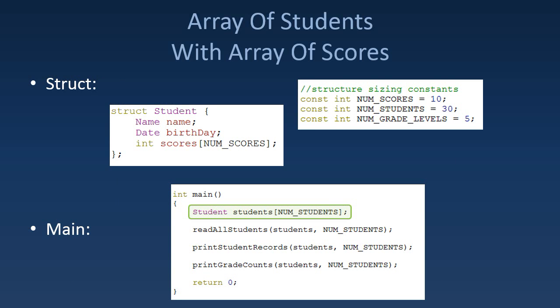The basic data structures look something like this. We've got 10 scores, 30 students, 5 different grade levels, A, B, C, D, F, that we're going to be worried about. So we've got some constants defining the sizes we're using. We have this struct that defines a student. And in main, kind of the first thing we're going to do is create an array of students with a size of 30. So 30 student records. We're going to pass that in to a function called readAllStudents. And that function takes in our array and the number of student records it's going to read. Since it's a constant, we could probably drop that parameter. But let's go actually look at the code for this.